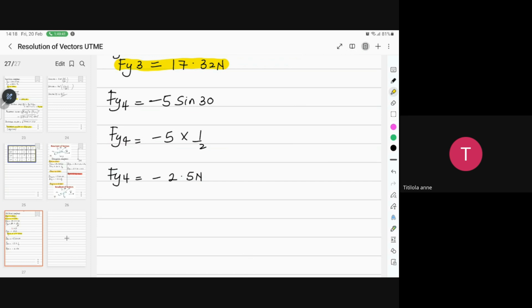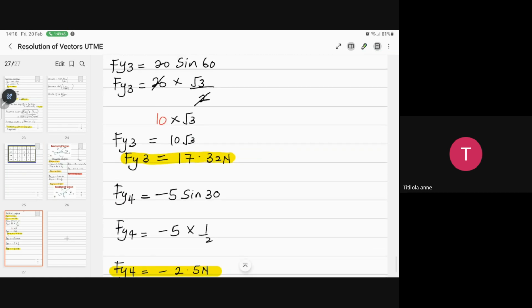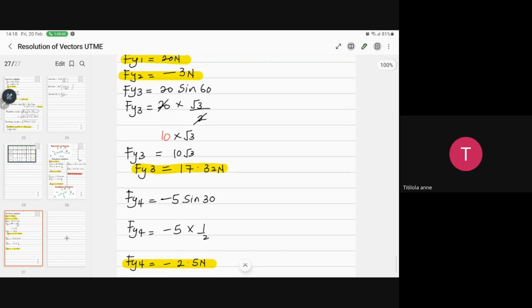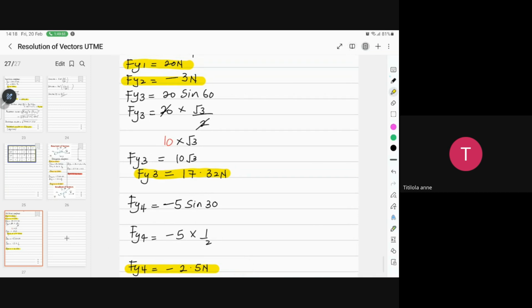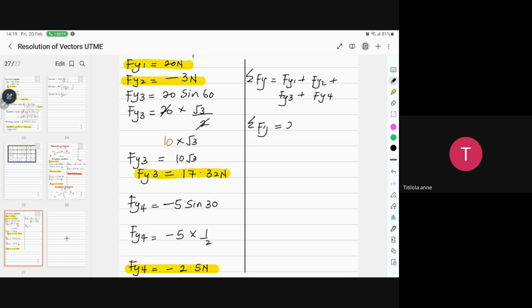Right. So we have every angle represented, all of them represented. So what I need to get now is the total of them. Someone that is fast can proceed to give us the total value. So summation of Fy will be equal to Fy1 plus Fy2 plus Fy3 plus Fy4. Summation of Fy is equal to Fy1 is 20.